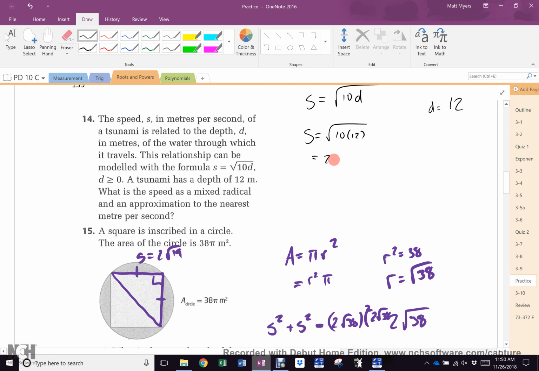Well, 10 is 2 times 5. 12 is 2 times 2 times 3. Any pairs in there? Where? Out comes a 2. They're gone. What's left under there? 30. Done.